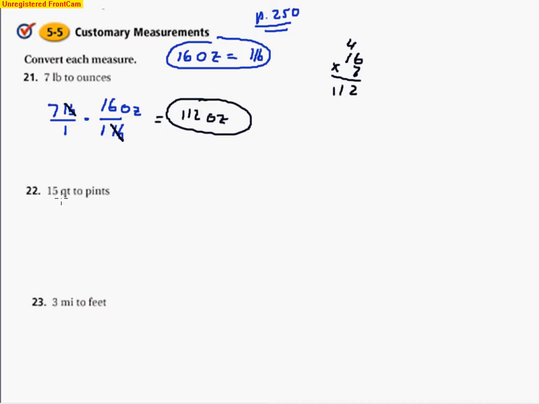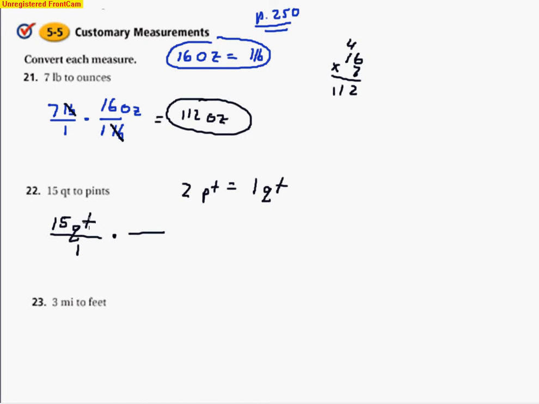Well, for this one, 15 quarts to pints. So 15 quarts. I'm going to write that as a fraction. Now I want to go to pints, so we need to know what is the conversion factor for pints to quarts. Well, there are 2 pints. 2 pints equal 1 quart. So I'm going to use this as my conversion factor, but I got to write it as a fraction. So I want to cancel out quarts. So there's 2 ways to write this as a fraction, either 1 over 2 or 2 over 1. Well, which one is the one we use?